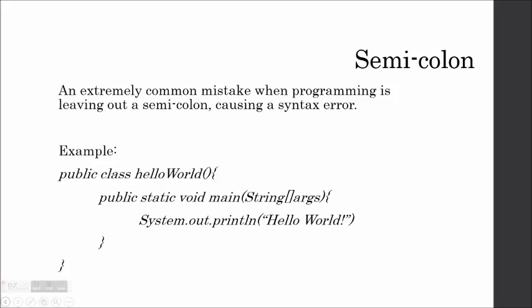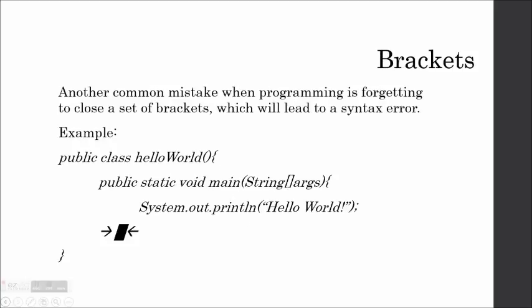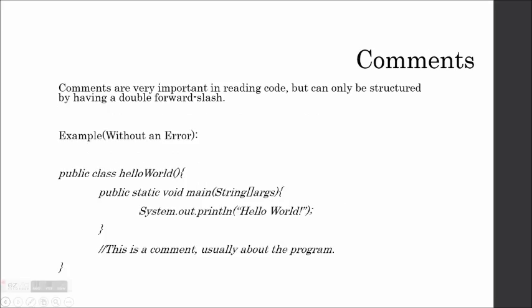Semicolon. An extremely common mistake when programming is leaving out a semicolon, causing a syntax error. Brackets. Another common mistake when programming is forgetting to close a set of brackets, which will lead to a syntax error. Comments. Comments are very important in reading code, but can only be structured by having a double forward slash.